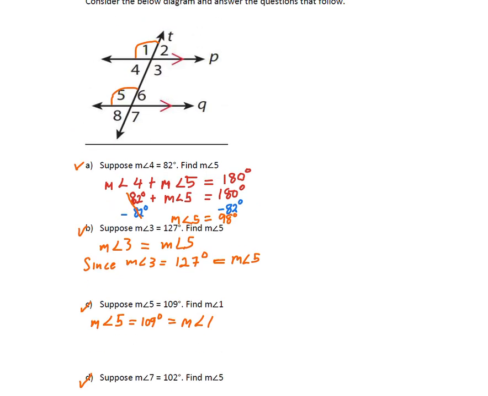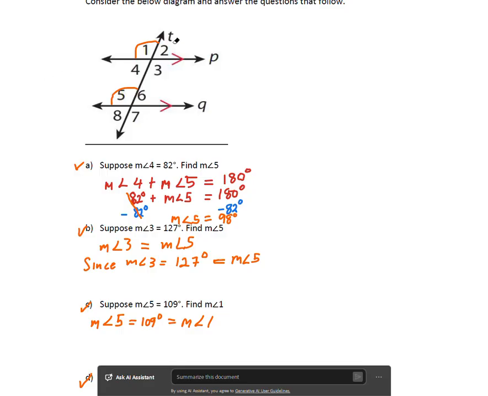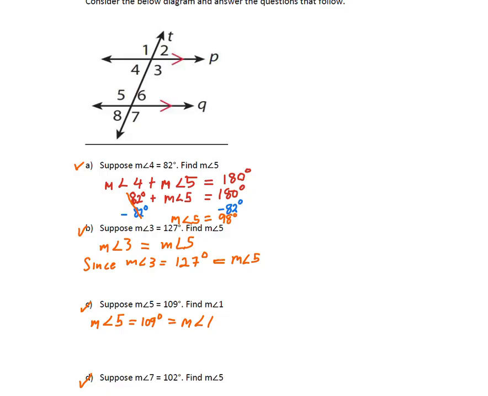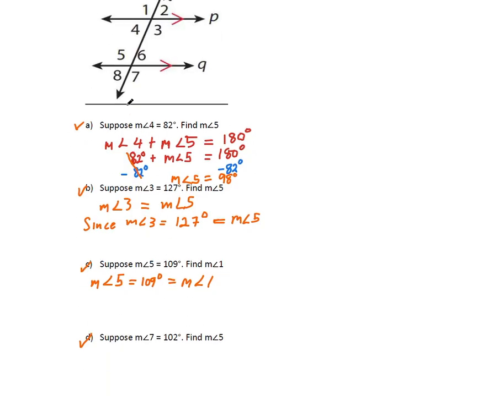So D says if angle 7 is 102 degrees, find the measurement of angle 5. Let's go ahead and locate these. So we are told that the measurement of angle 7 should be assumed to be 102 degrees, and here we are interested in finding angle 5. So what properties do we notice about angles 5 and 7? Well, we realize that firstly they are across from each other and they have, well, the same size.